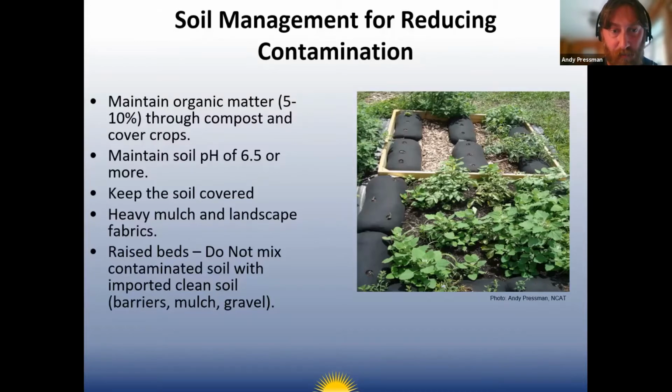And here's a picture of some socks. They're called socks. This was at an Iowa urban farm I visited. So it's a raised bed on mulch, helping to distance itself from the soil, but also growing in these socks. Next slide.